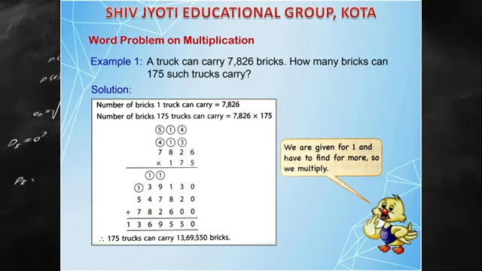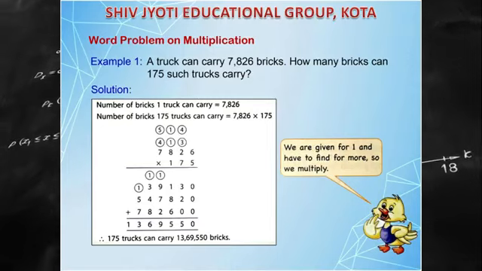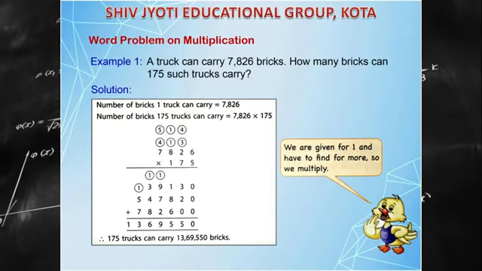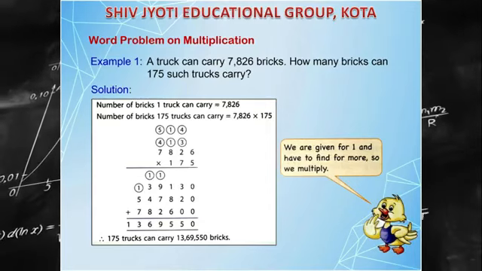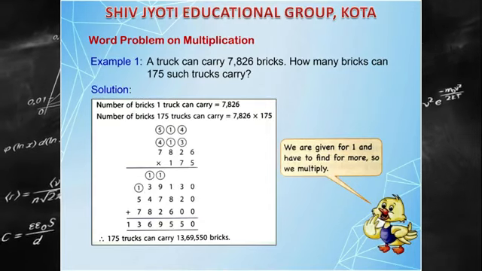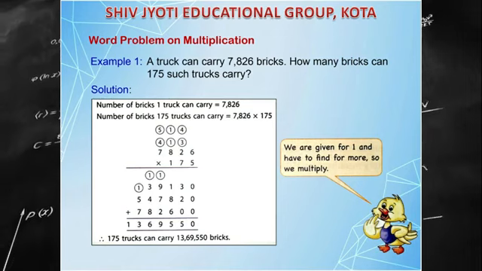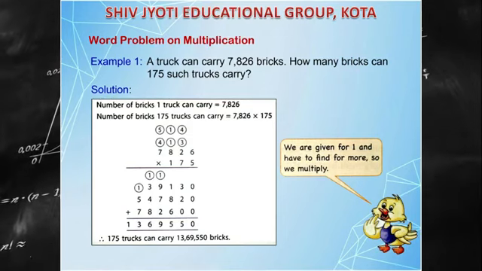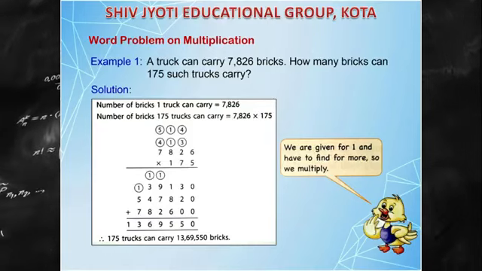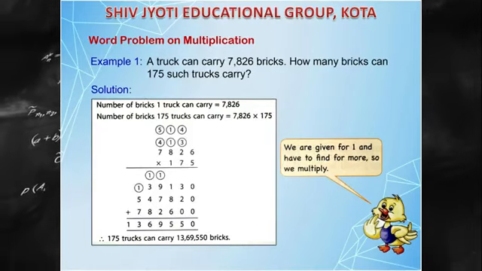So we multiply. So the number of bricks 175 trucks can carry is 7,826 multiplied by 175, which is 13,69,550. Hence 175 trucks can carry 13,69,550 bricks.